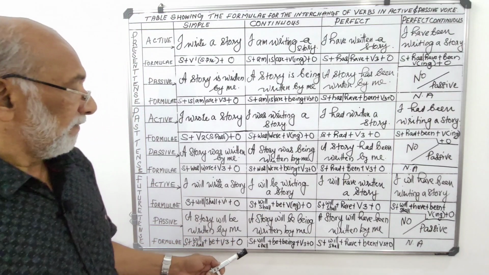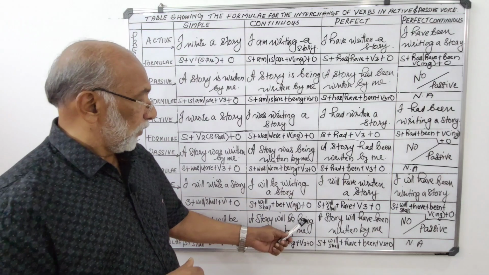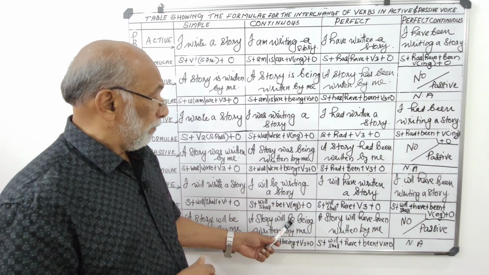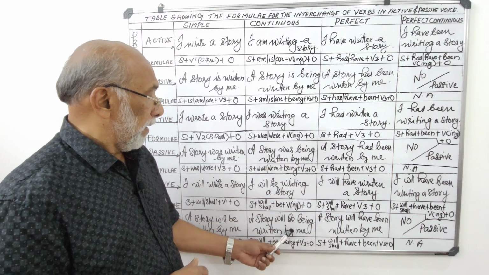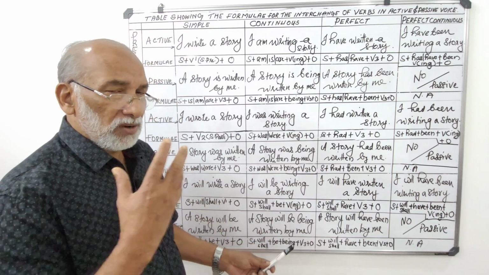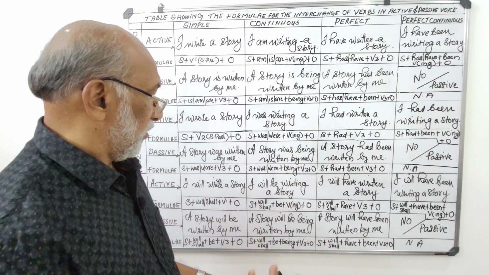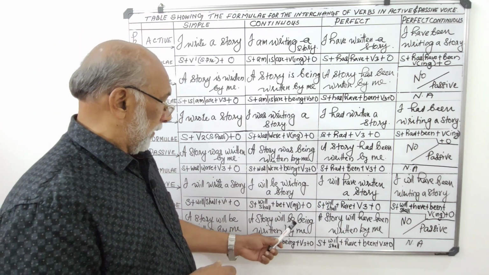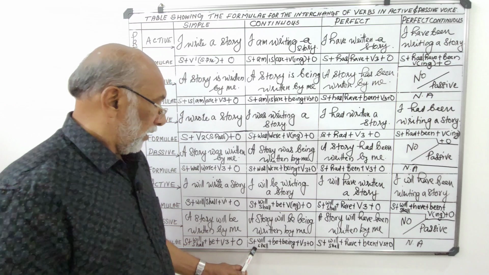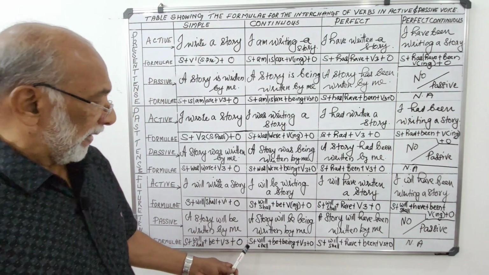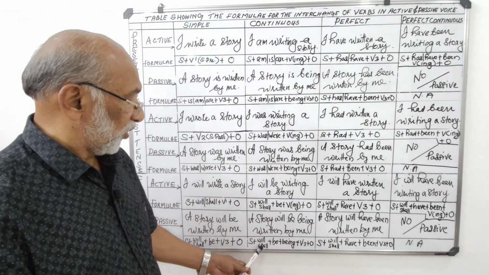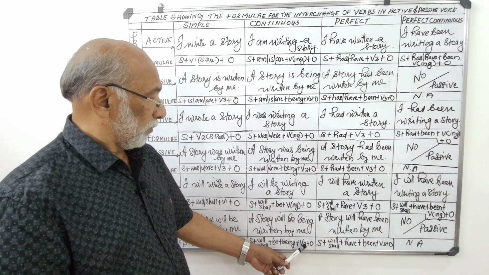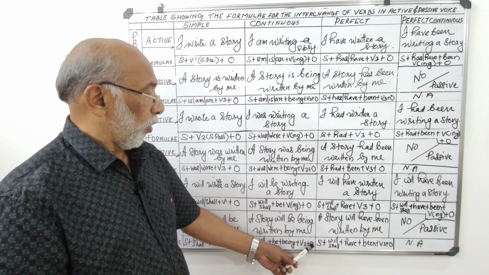And coming to the passive voice, here there is a double use of be plus being. A story will be being written by me. Being always shows continuity, and this will shows future. A story will be being written by me. So the structure in the passive voice will be subject plus will or shall plus be plus being plus past participle of the verb plus object.